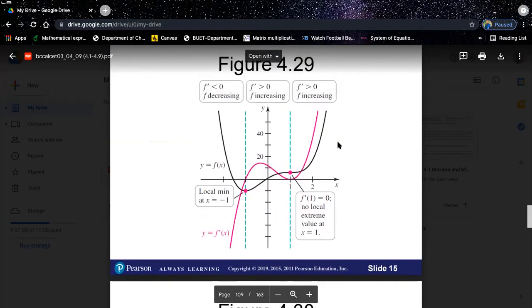Okay, this is the graph of that function. The black one, of course, the blackish one, not the pinkish one. The black curve is the graph of the function.